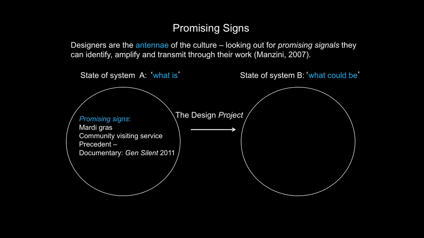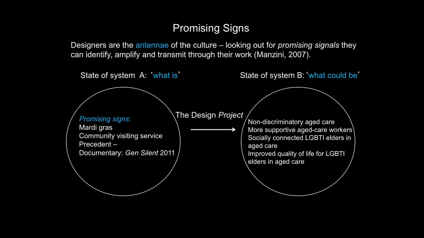Okay, so in terms of State B, the way we would like things to be, in the SYNC project, these included non-discriminatory aged care for LGBTI seniors, more supportive aged care workers, socially connected elders in aged care, and improved quality of life for LGBTI elders.